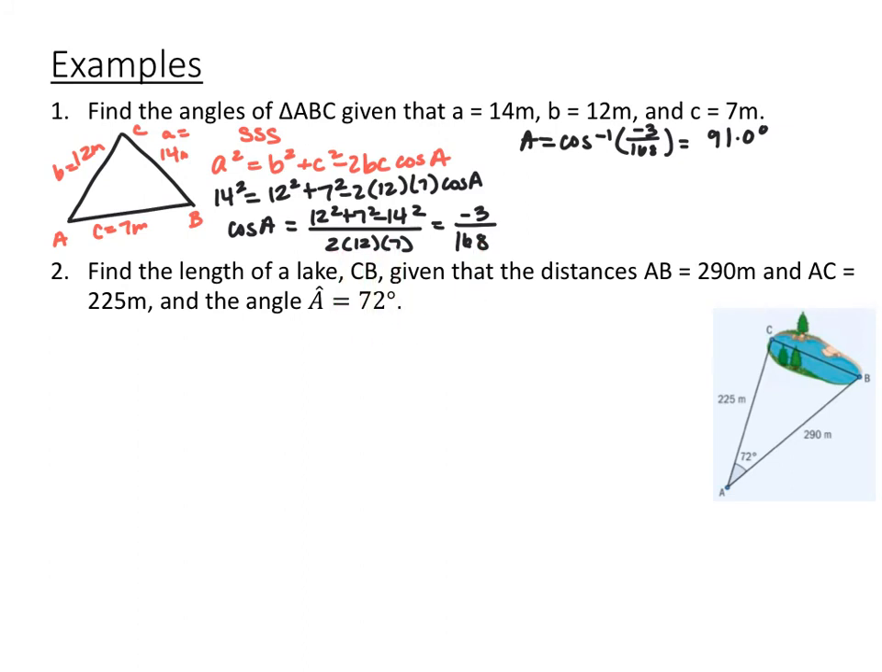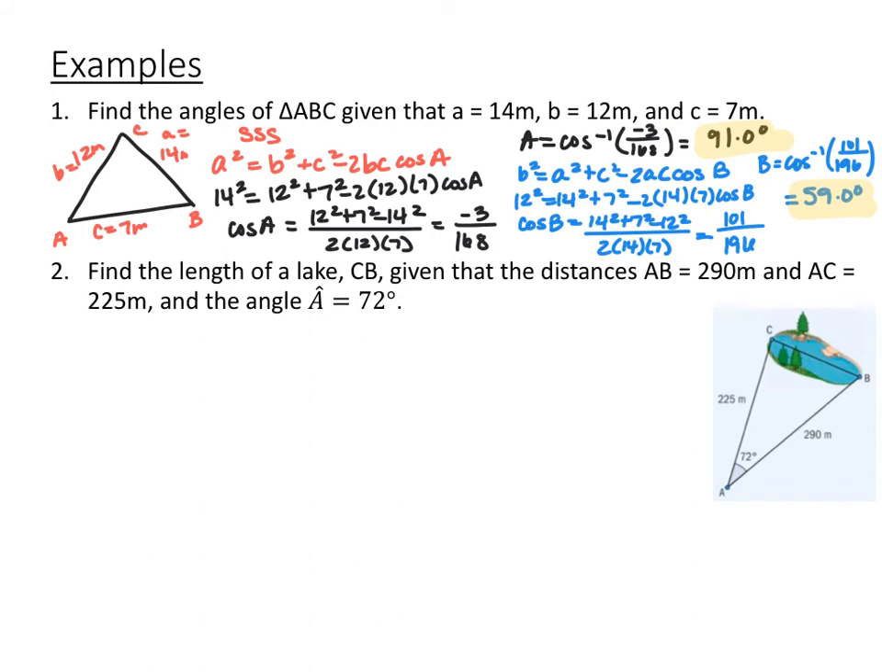So cosine of A is equal to -3 over 168. So if I want to find angle A, then I need to switch into inverse trig form. So I have A is equal to cosine inverse of -3 over 168, or 91.0 degrees. So go ahead and pause the video and do the same thing for angle B.